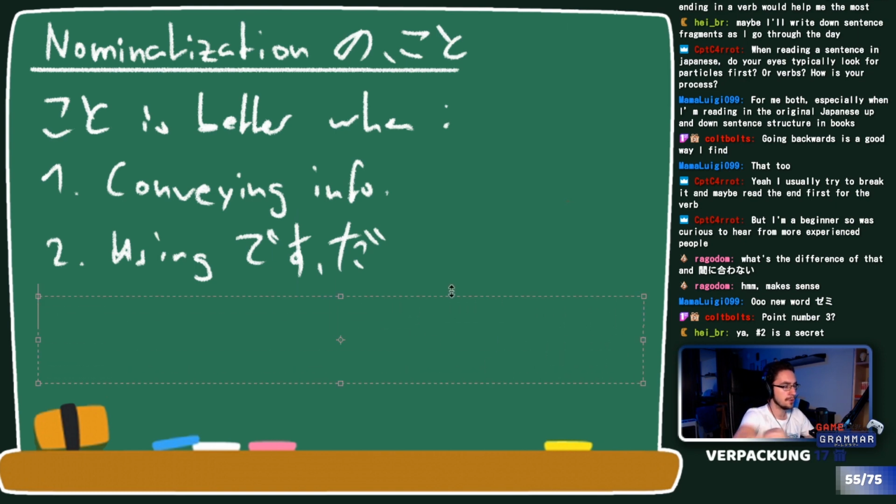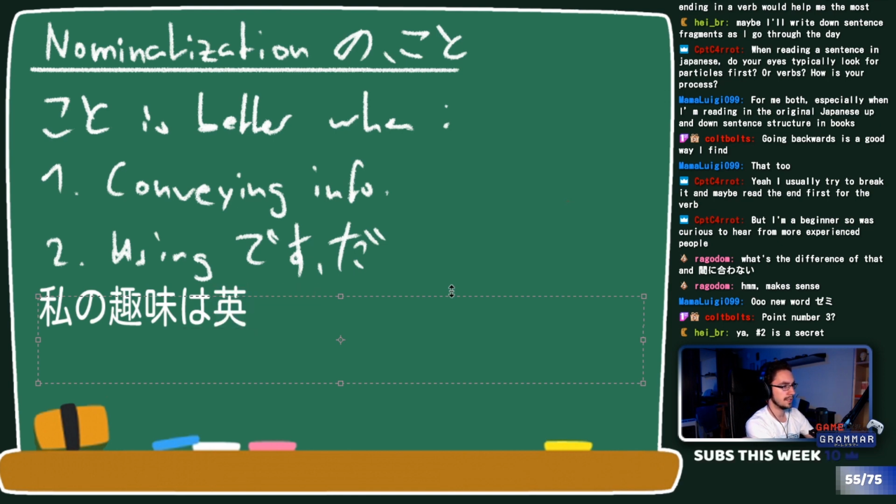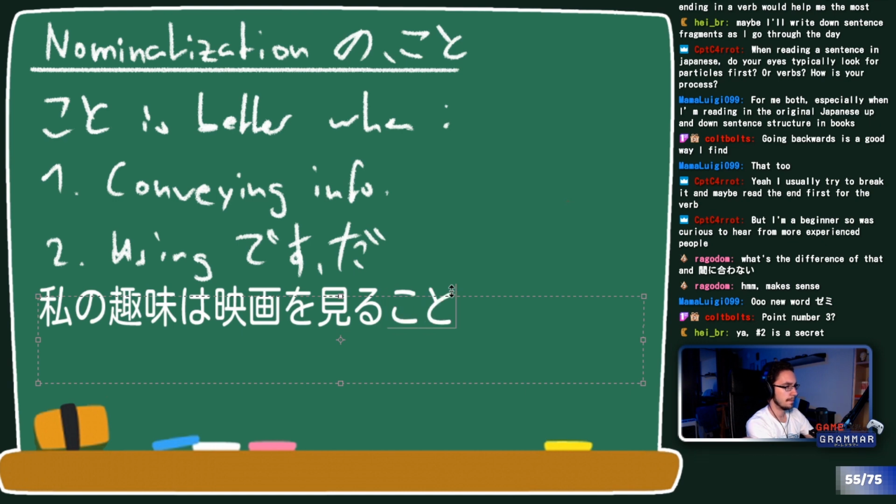Let's say you want to talk about your hobby. So, 私の趣味は、映画を見ることです。We could use 見る here, either this one or maybe this other one, 映画を見る. Doesn't really matter. I'm gonna stick with the easier version.